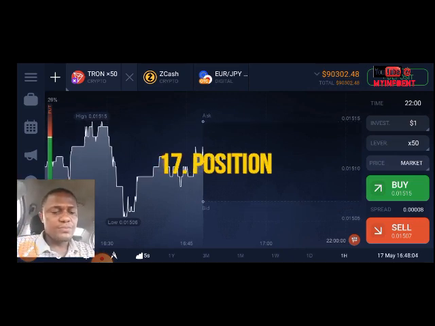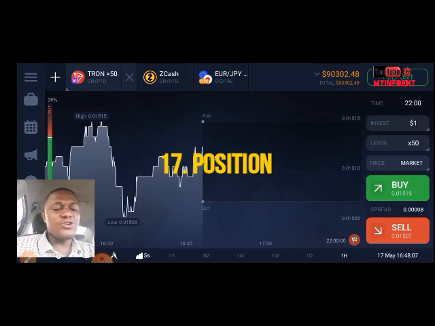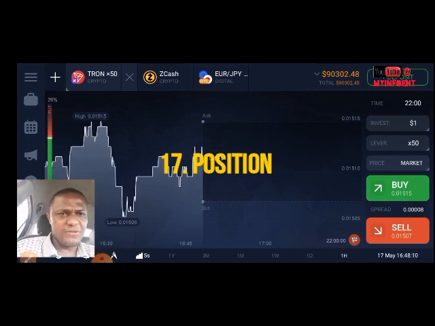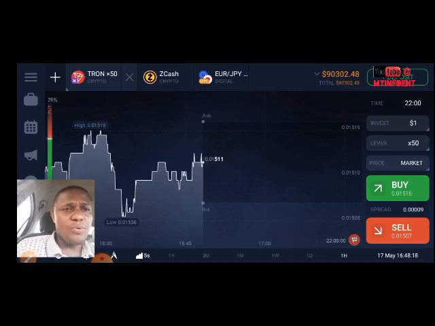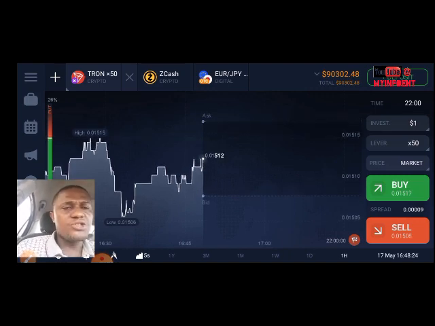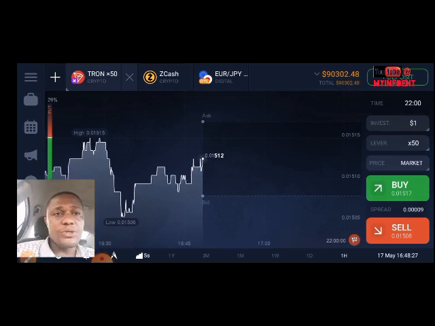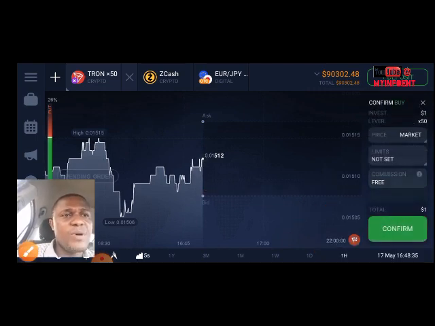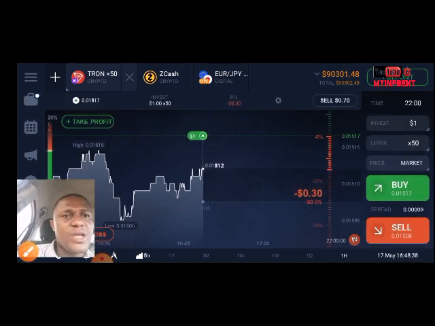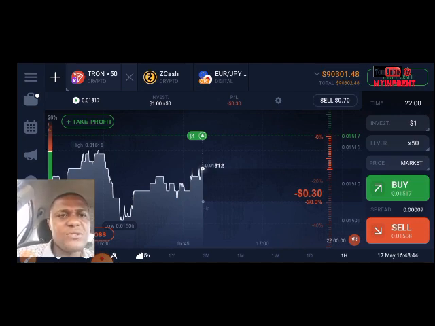What is position? This is a trade that you hold open during a certain period of time. You keep hearing when I say open buy position, open sell position, open call position, or long position, or short position. It simply means to open a trade, and to close the position is just to close a trade. So if I click this buy button, it simply means that I have opened a position. Do you understand? That's position. So if I close it, I've closed that position. So that is what it means.